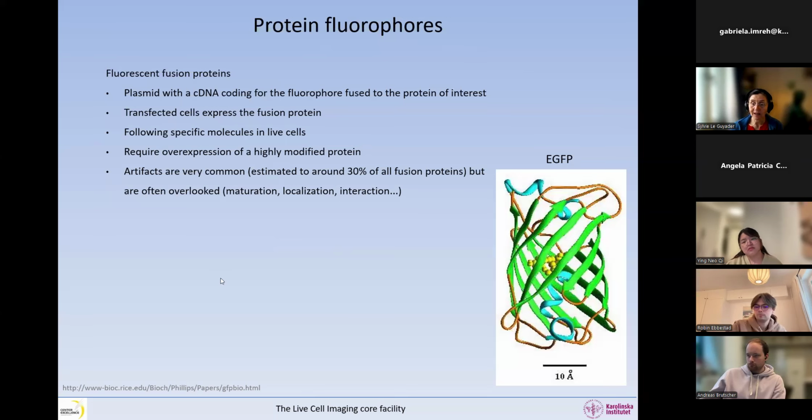We should check that everything works as it should in the cell, and that there is no difference with when we do not overexpress protein. There can be lots of different artifacts like the maturation, localization, maybe the protein goes to the wrong place, it interacts with something, etc. So unfortunately, these protein fluorophores are very, very useful, but we are not doing our job by doing other controls when we produce a new one.